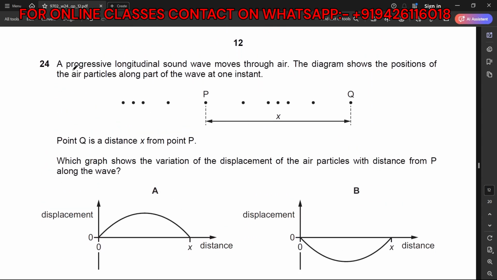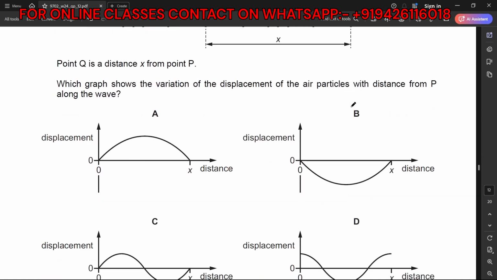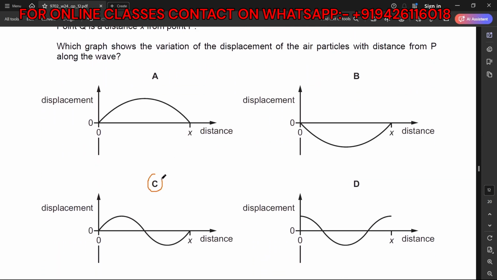Now in the next question, it is given that a progressive longitudinal sound wave moves through air. The diagram shows the position of the particles along the path of the wave at one instant. So this is how the particles are going to look along the wave: compression, rarefaction, compression, and rarefaction. Now point Q is at a distance x away from P. Which graph shows the variation of the displacement of the air particles with the distance from P to Q? So this is nothing but a complete wave that we are getting. The displacement is going to be increasing, decreasing, and coming back to the original position. That kind of thing is only present in option C. So that becomes our answer.